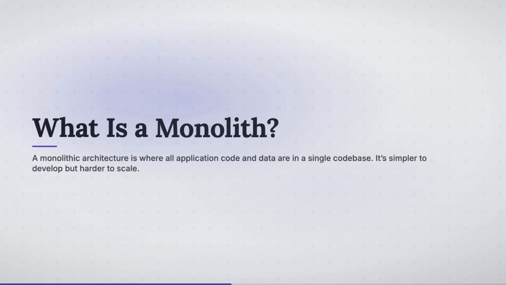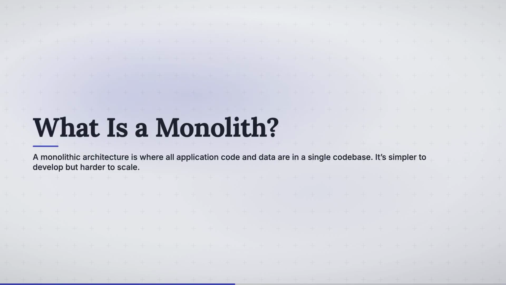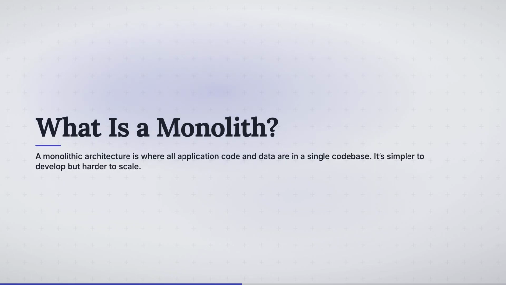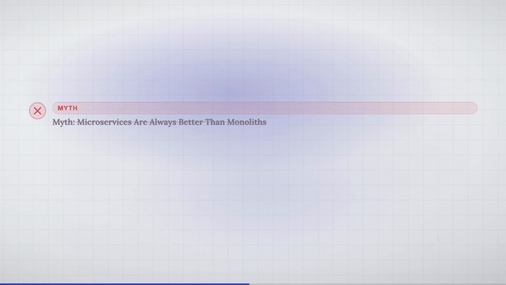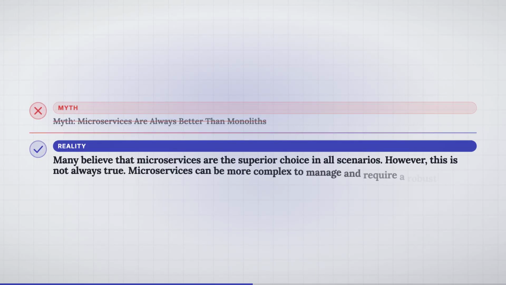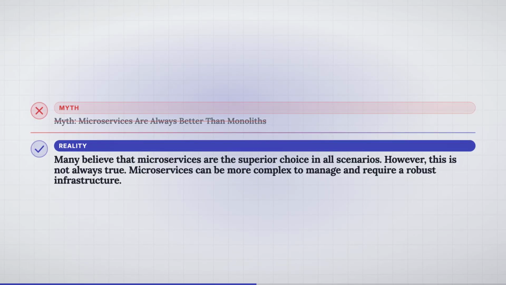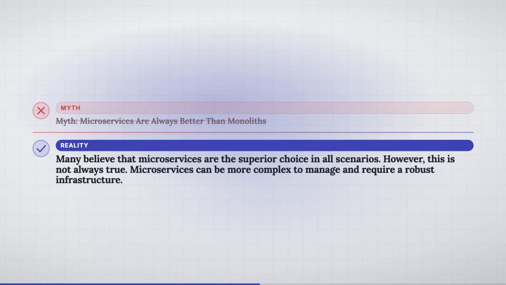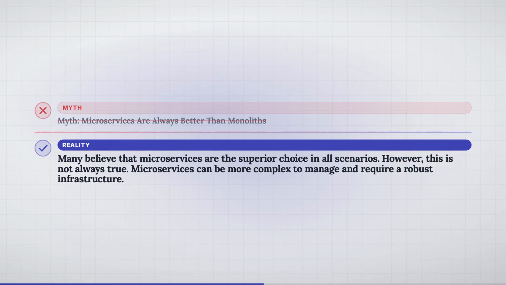A monolithic architecture is where all application code and data are in a single code base. It's simpler to develop but harder to scale. Think of it like trying to build a skyscraper with Lego pieces. While the flexibility is there, managing each part can be tricky and time-consuming.